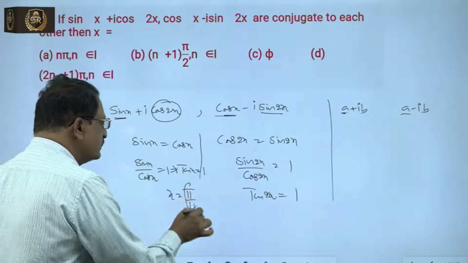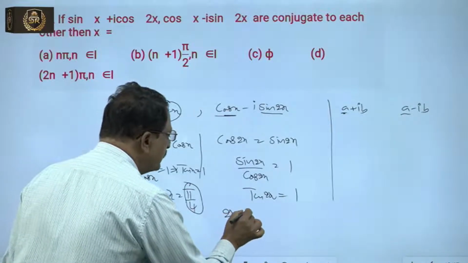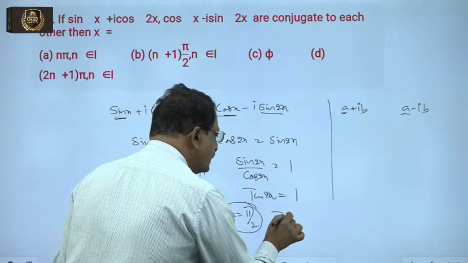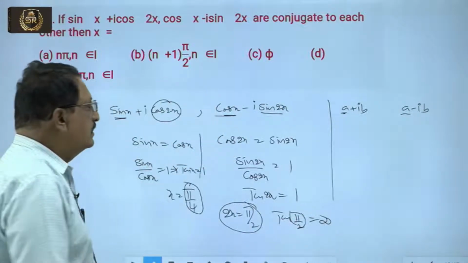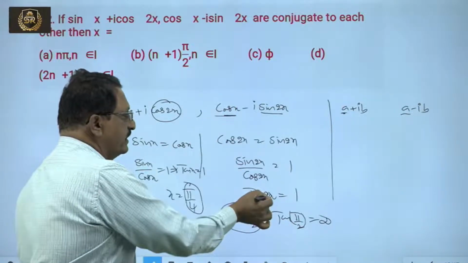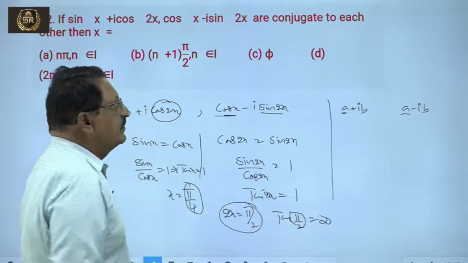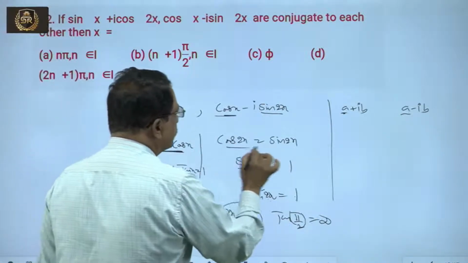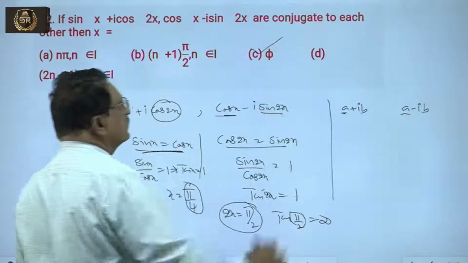But here x equals pi by 4, from the first equation. Now 2x equals how much? Pi by 2. 2x equals pi by 2. Tan pi by 2 equals tan 90 equals infinite. Tan 90 is not defined. That's why both equations are not satisfied for the same x, because the left side is 1 but the right side is infinite. Therefore there are no real values of x satisfying both equations, sin x equals cos x and cos 2x equals sin 2x. Now the third option.